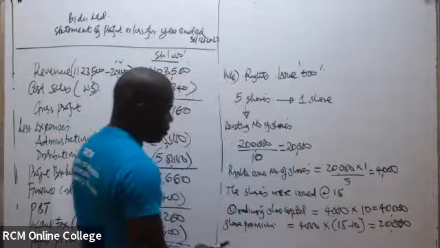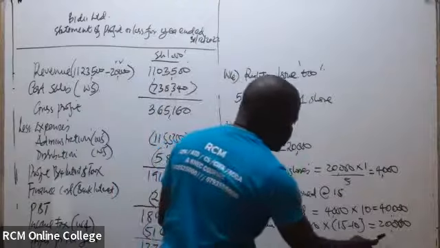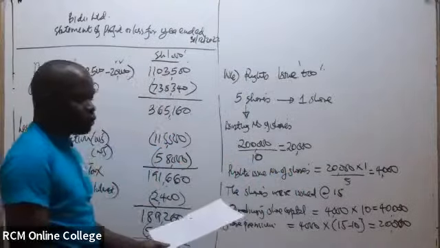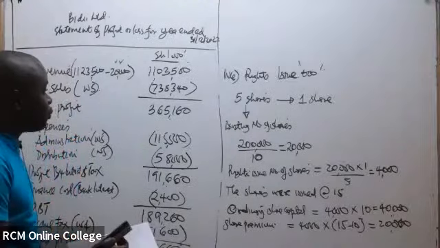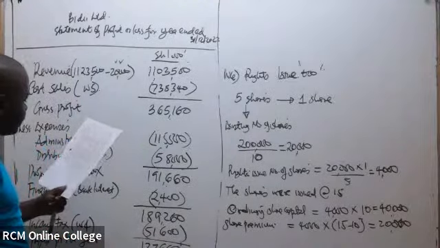And to the share premium account, we transfer how much? 20 million. So those two items will affect our statement of changes in equity.